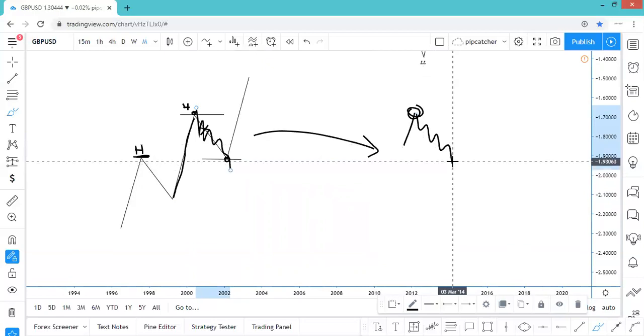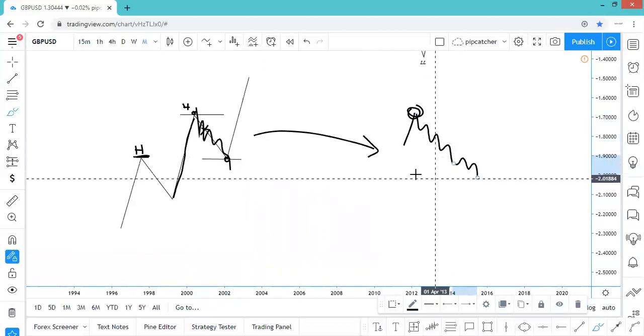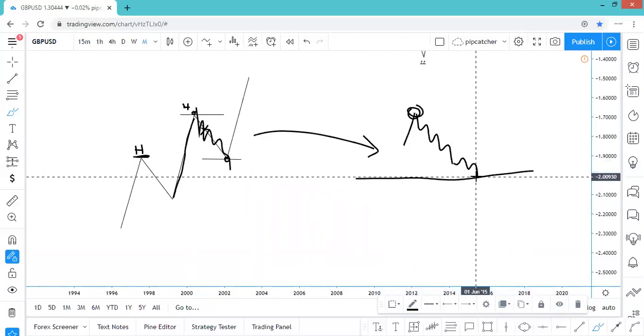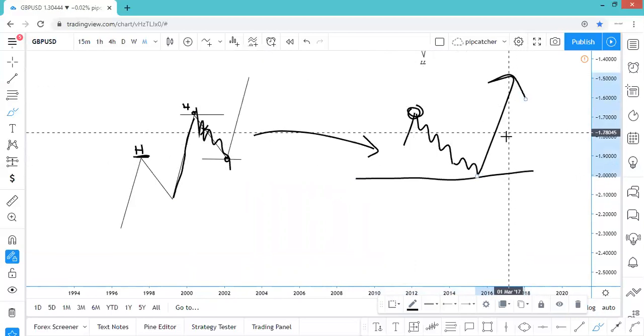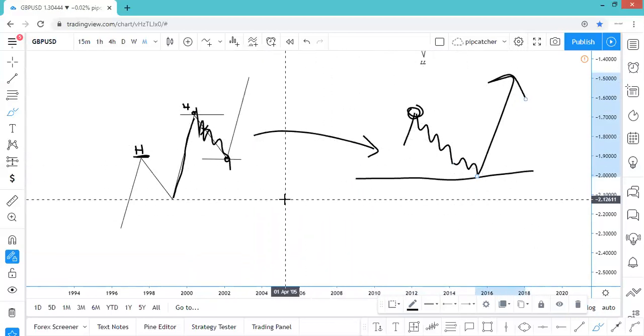when in reality it's in a retracement phase on the higher time frames to continue its uptrend, right?